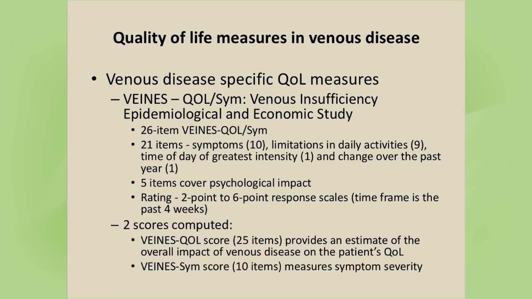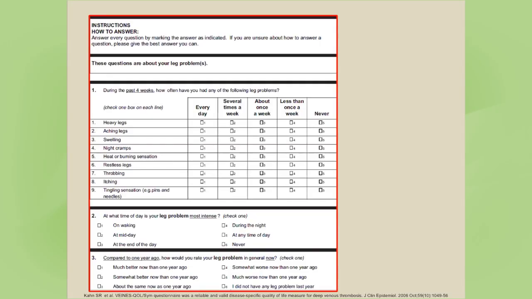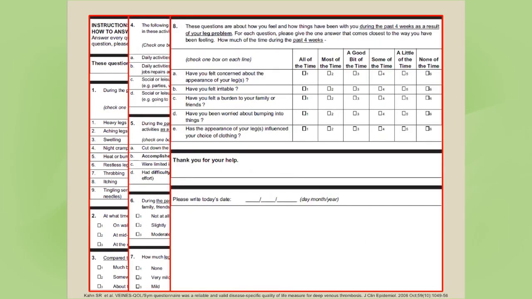2 scores are computed. One is the VEINES Quality of Life score, which provides an estimate of the overall impact of venous disease on the patient's quality of life. And then you have the VEINES Symptom score, which has 10 items and measures symptom severity. So this is the instrument. Now, questions 1 and 7 are actually used to measure the VEINES symptom score, and all 8 questions except 2 is used to score the quality of life score.